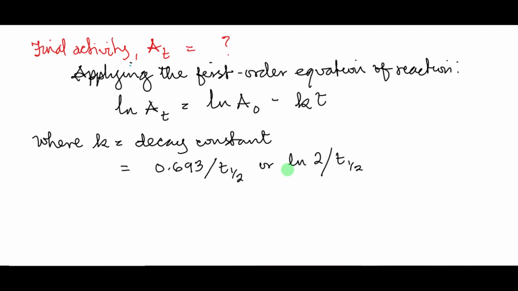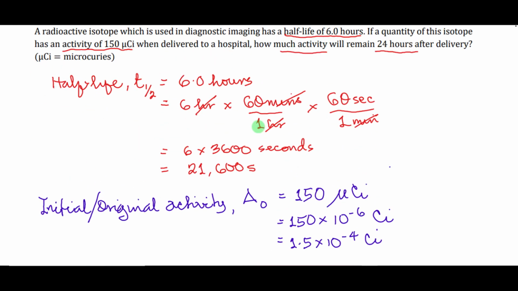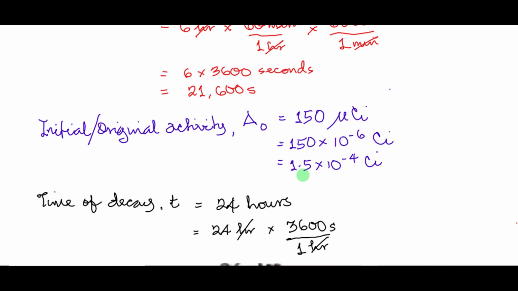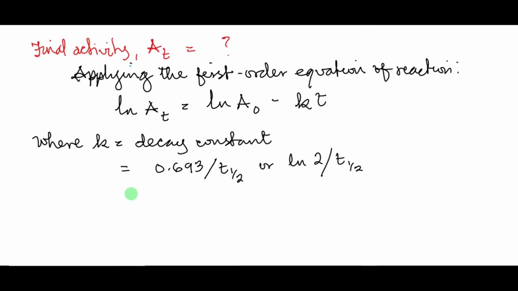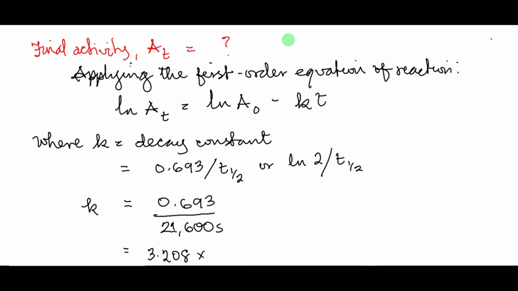Okay, so from here, what's the half-life? Our half-life here is 21,600 seconds. So if we substitute that into this, ln 2 over 21,600 seconds, the value of our k will be 3.208 times 10 raised to the power minus 5 per second.